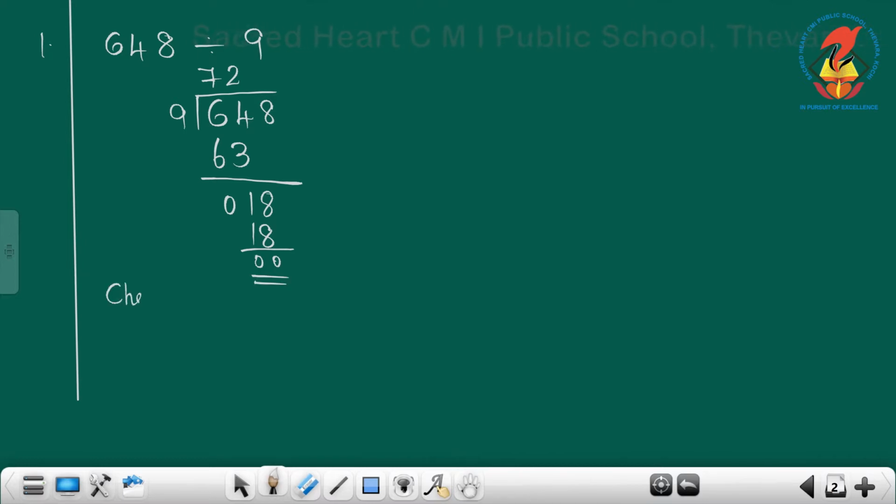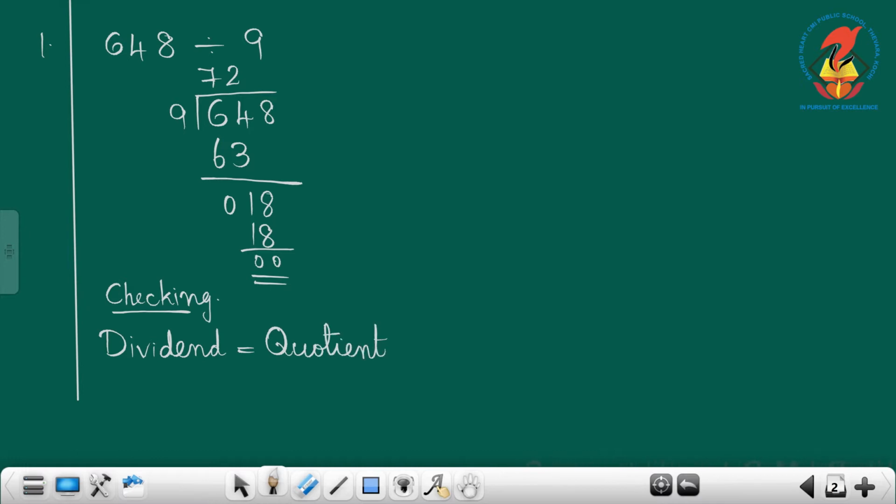Checking. In the last video I gave one equation for checking. I think you will remember. So what is the checking equation? Dividend is equal to quotient into divisor plus remainder.